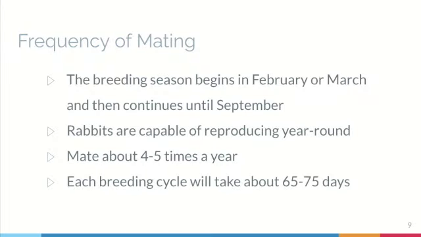The frequency of mating. The breeding season begins in February or March and then continues until September. Rabbits are capable of reproducing year-round, however. Mating occurs about 4 to 5 times a year, and each breeding cycle will take about 65 to 75 days.